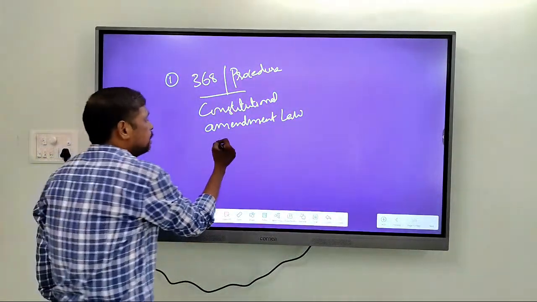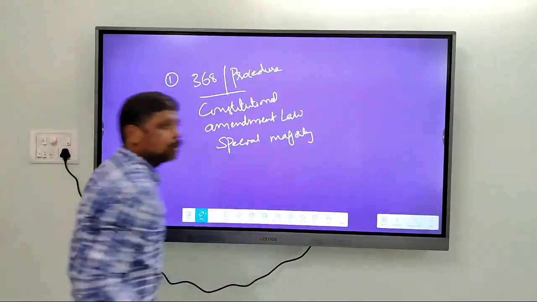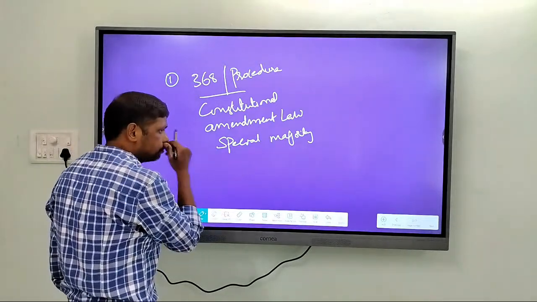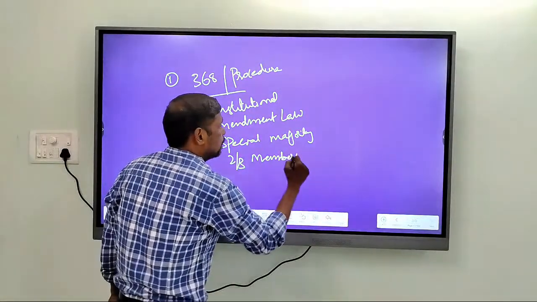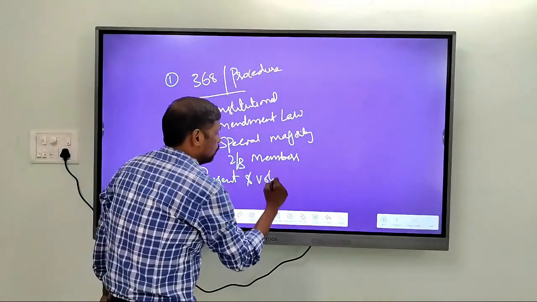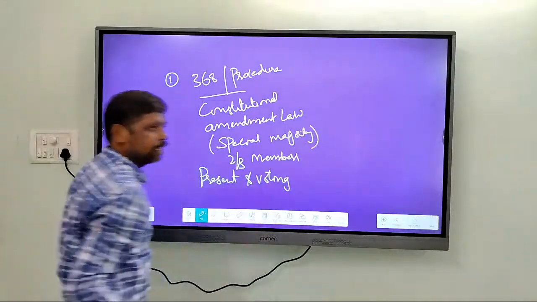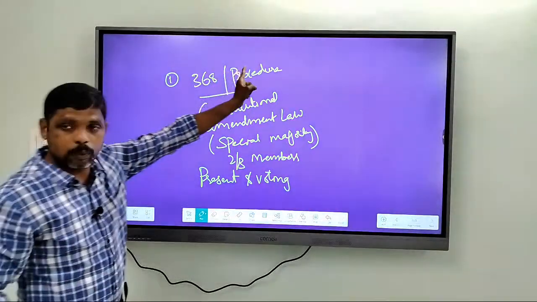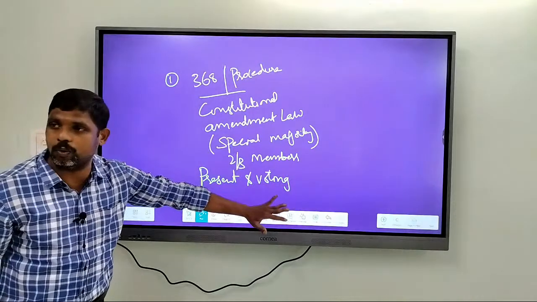The hallmark here is that these laws are passed by special majority, that is, a majority of not less than 2/3 of members present and voting. So we call this a special majority. A constitutional amendment law is passed according to Article 368, by special majority, which means 2/3 of members present and voting.